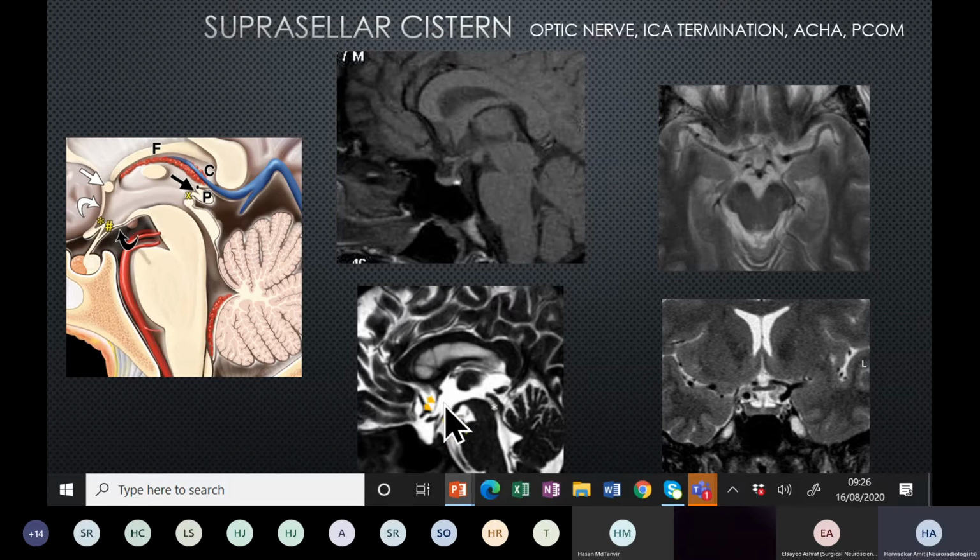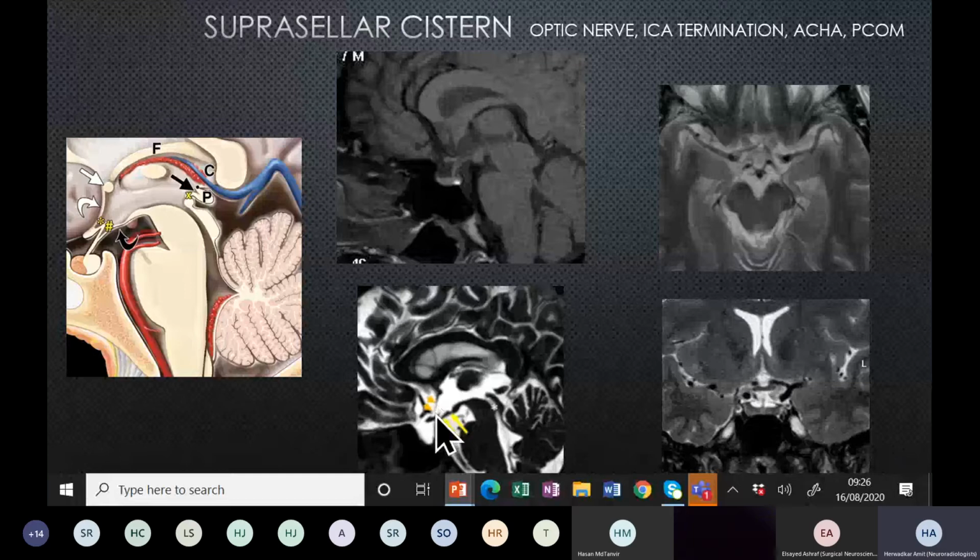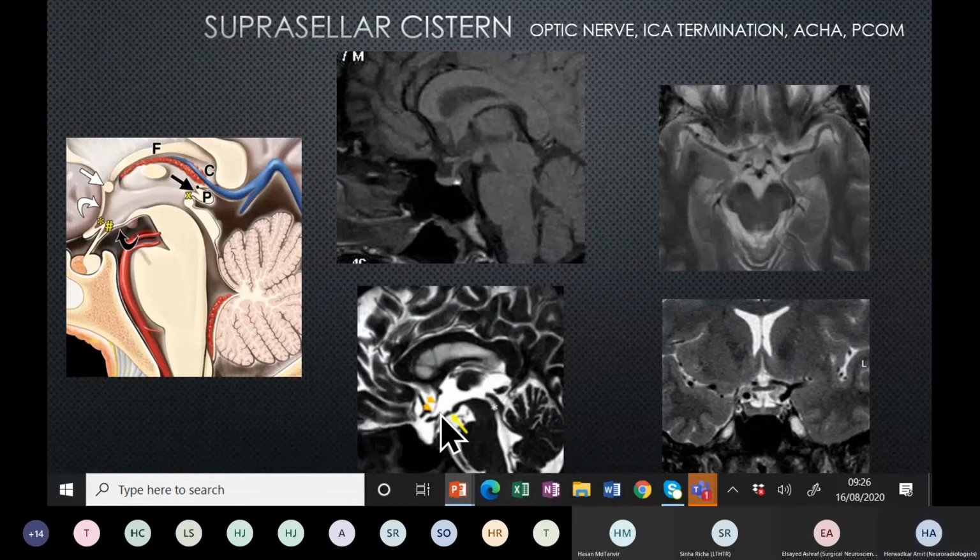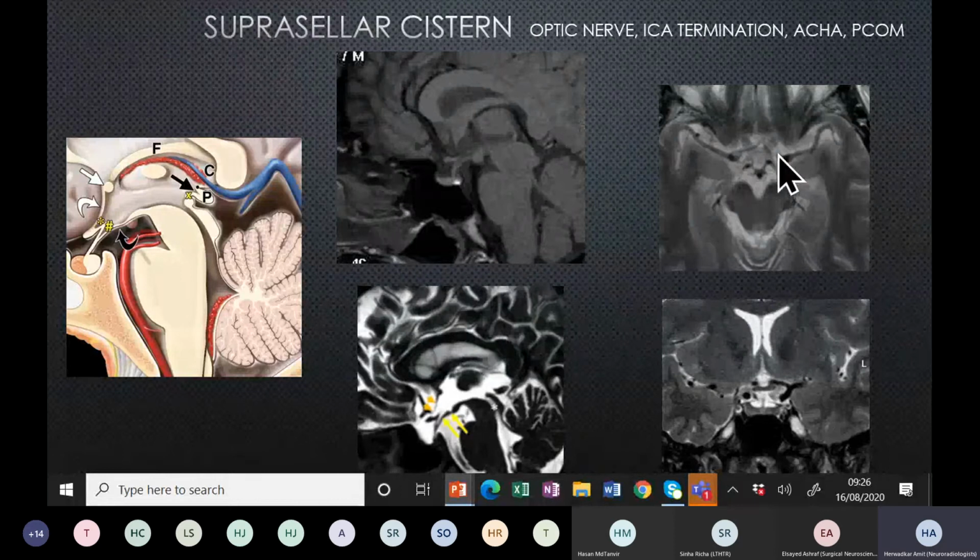And in fact, you can see the third ventricle itself sends small recesses into the optic chiasm and the pituitary infundibulum. And we'll look at that a bit later on as well. So those are the structures within the suprasellar cistern. We talked about the other structures, the carotid arteries. Here you've got the internal carotid arteries with the anterior and the proximal aspect of the middle cerebral arteries.